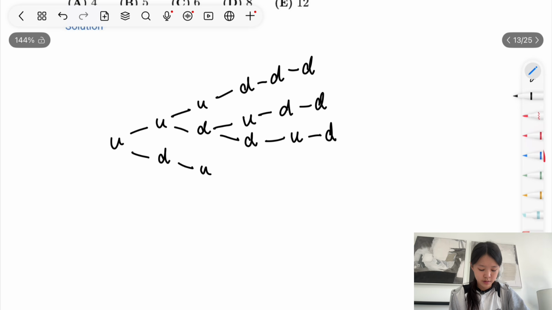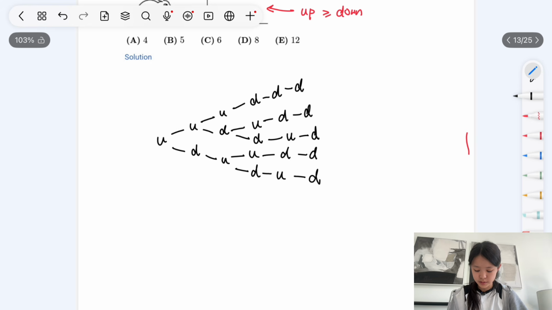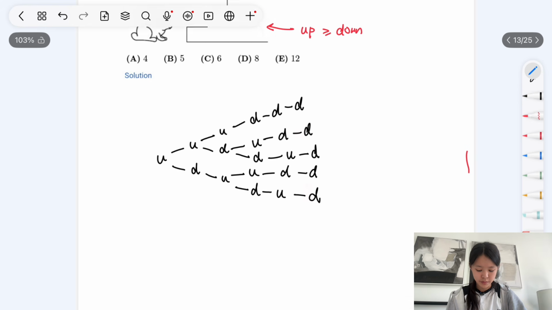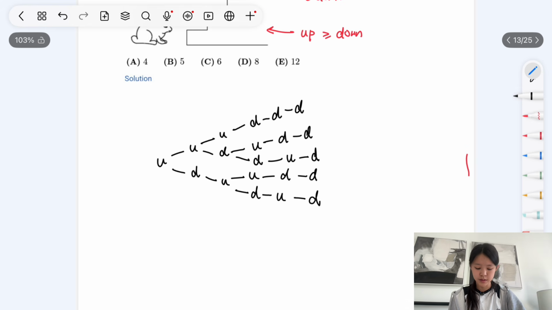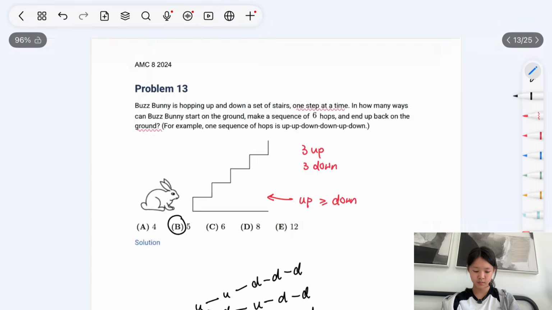Same logic for the other side, it's just the same. Yeah, so you can count the final number of ways, and then you notice that there are 5 different paths for which this rabbit can go up or down. So the answer is B, 5.